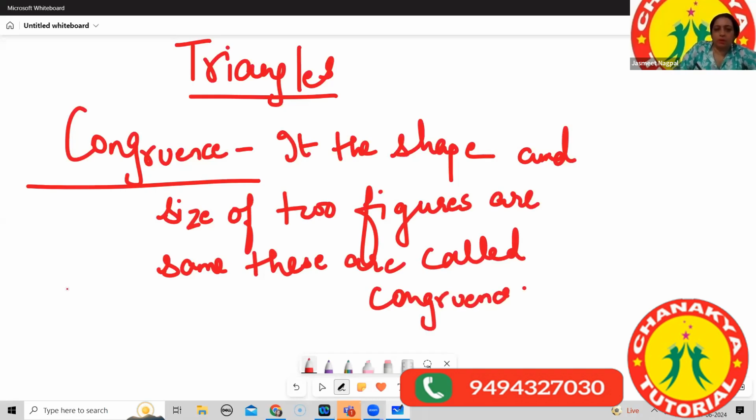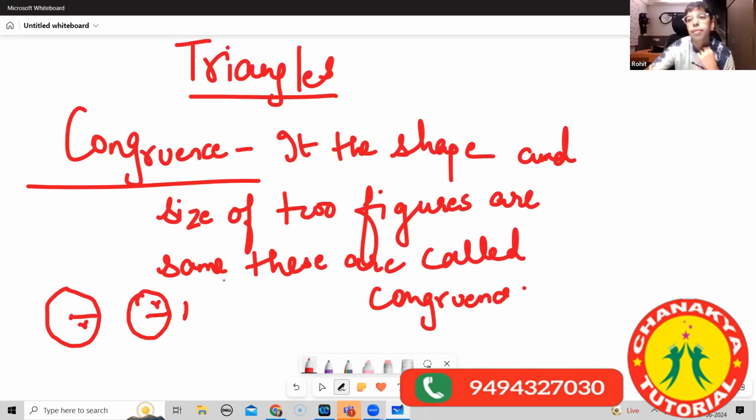Okay. Suppose this is a circle with center R. This is a circle with center R. These are two circles. So two circles are congruent because their radii are the same.